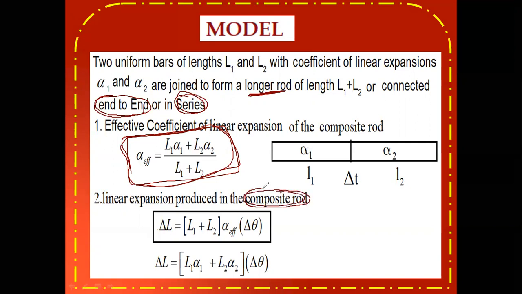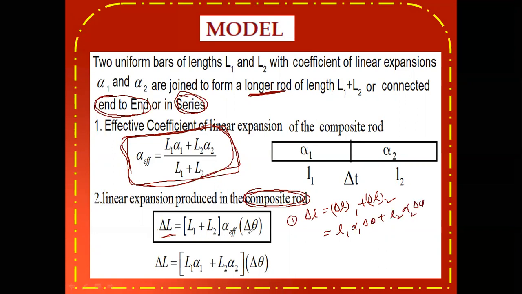So the expansion of the composite rod is equal to, you can say, delta L is equal to delta L of 1 plus delta L of 2. So delta L of 1 is equal to what formula? L1 alpha 1 delta theta plus L2 alpha 2 delta theta.